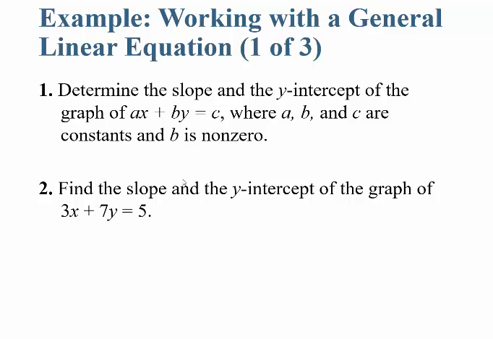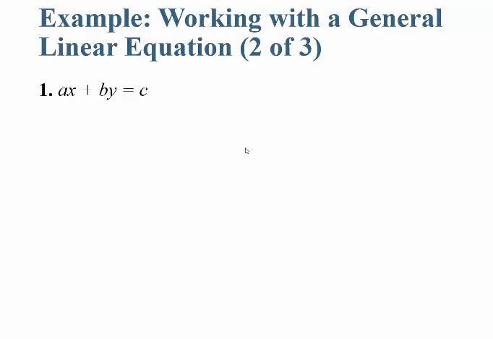All right, so let's work an example just in general form. Determine the slope and the y-intercept of the graph of ax plus by is equal to c, where a, b, and c are constants and b is non-zero. So just kind of replacing a, b, and c with numbers. I want to find the slope and the y-intercept of the graph of 3x plus 7y is equal to 5. All right, so in general form here.